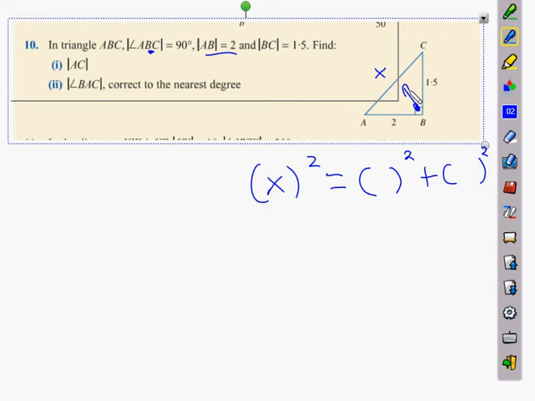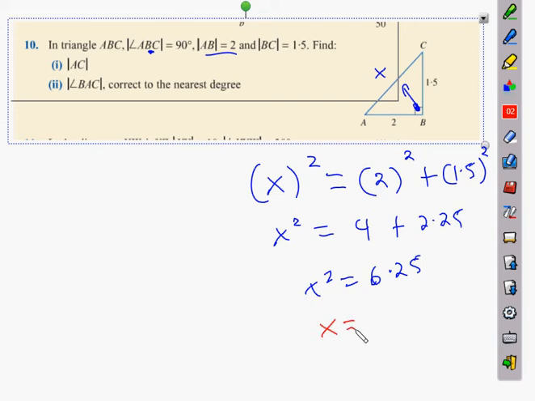What's next? 2 squared and 1.5 squared, alright. So x squared equals 4 plus 1.5 squared, which is 2.25, and then x squared equals 6.25. Square root it, and what happens? 3.1. It's going to be what? 3.125. No, 2.5. Okay. Now lads, we know that's 2.5.